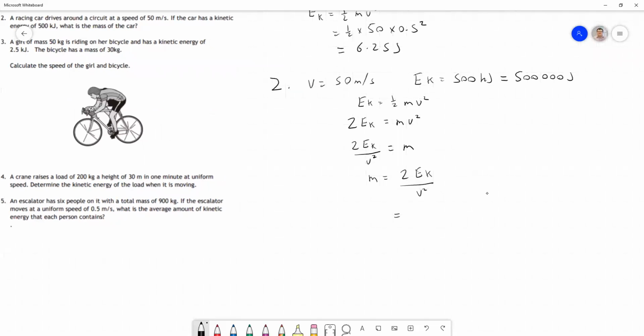Now we can put in the values. So we have 2 times EK. Our value for EK is 500,000. I'm going to divide that by v squared, that's 50 squared. Again, we'll solve this with our calculator, because we want to make sure we're getting these right. The answer that comes out here is 400. And remember, we're not working out energy this time, we're working out mass, so the units here are kilograms. That's how we solve question 2, by first rearranging the formula and then putting in the values.